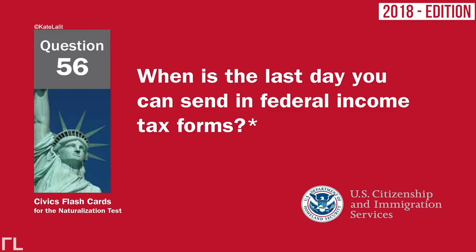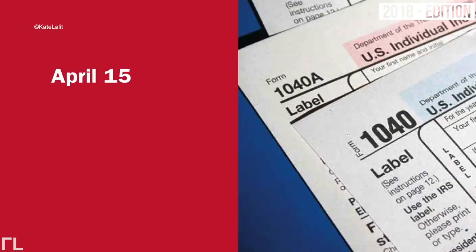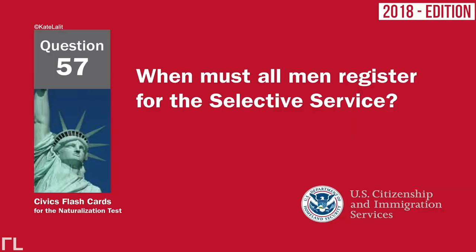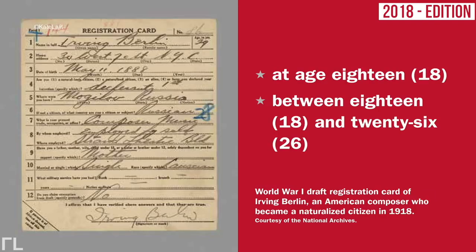When is the last day you can send in federal income tax forms? April 15th. When must all men register for the Selective Service? At age 18. Between 18 and 26.